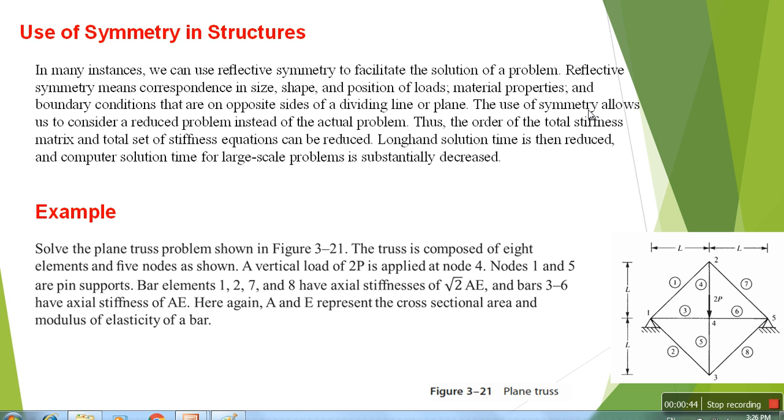The use of symmetry allows us to consider a reduced problem instead of the actual problem. Thus, the order of the total stiffness matrix and total set of stiffness equations can be reduced. Longhand solution is then reduced, and computer solution time for large scale problems is substantially decreased.